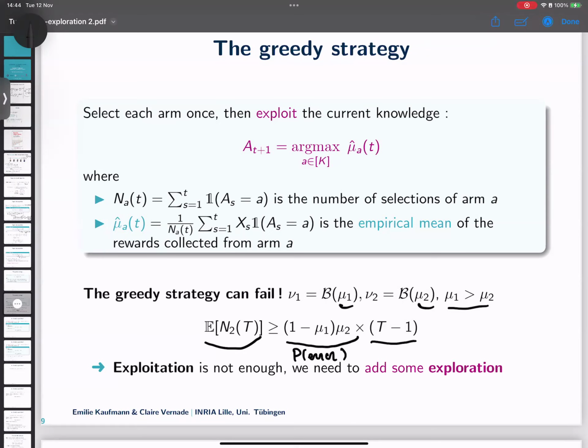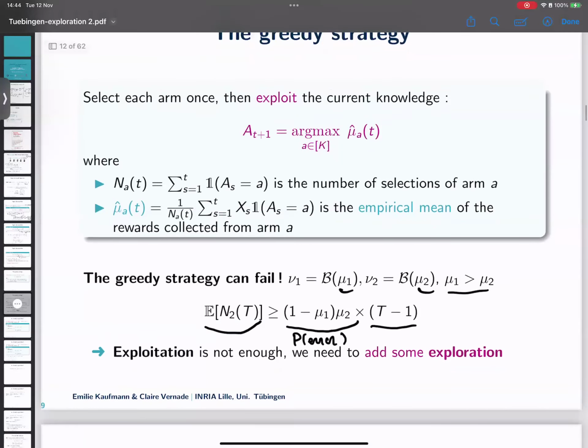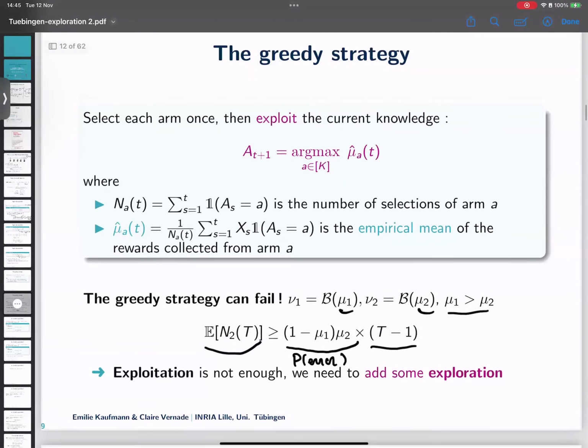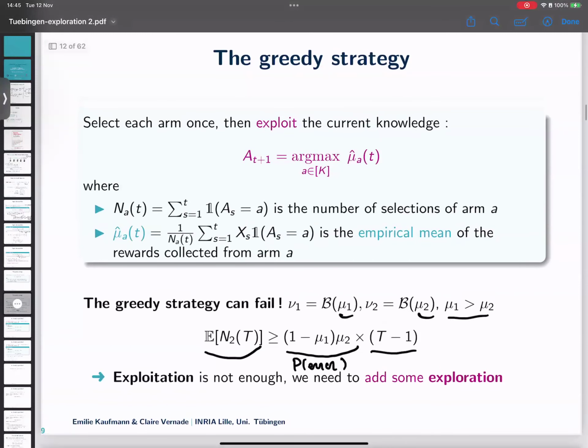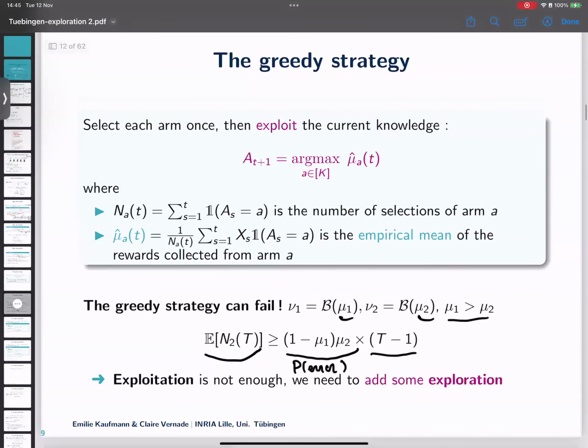So it's quite easy to construct a counterexample for greedy, right? Noise, randomness can fool you into following an option that actually has bad rewards, or that has a lower expectation. So we need to add exploration. So far, on this problem with the greedy, I'm pretty sure you were aware of this, or at least you can intuit this.